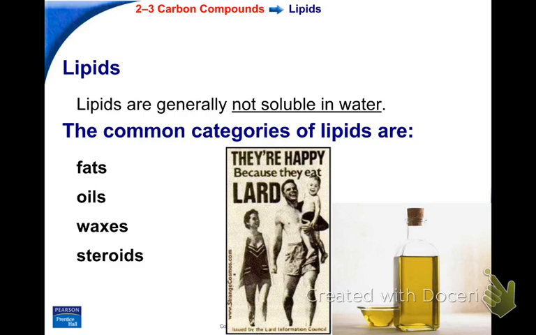Lipids. This is our second category of organic compounds, lipids. These are also known as fats, oils, waxes, and steroids. And you might be like, oh my God, steroids. Oh no, steroids. We're talking about the naturally occurring steroids in our body, not anabolic steroids like weightlifters and athletes sometimes use, which make your testicles shrink.